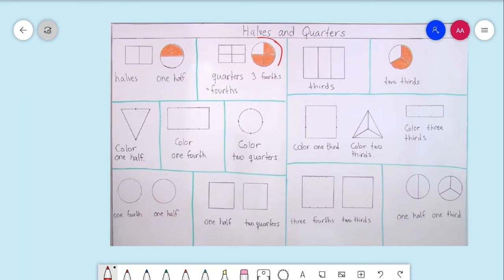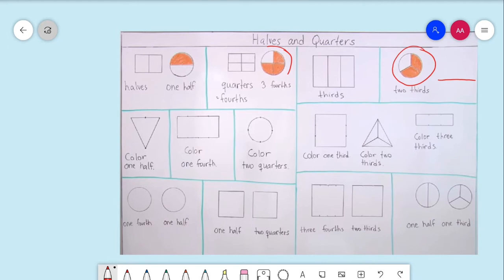So this shape has a total of 3 portions. This is 1 portion, this is the second portion, and this is the third portion. And out of these 3 portions, 2/3 are shaded. The 2 portions are shaded, so we represent here that 2 are shaded.